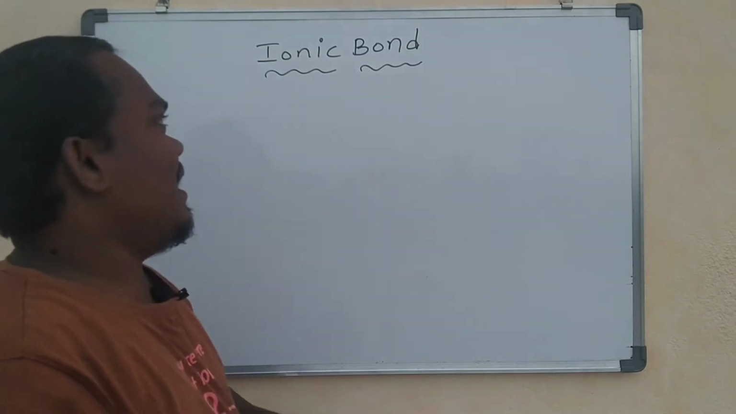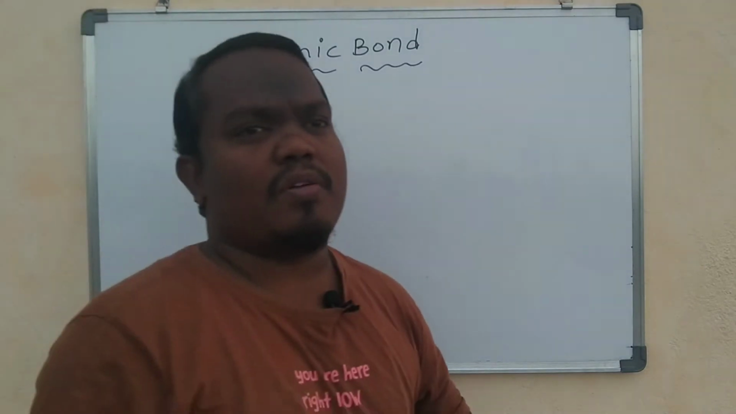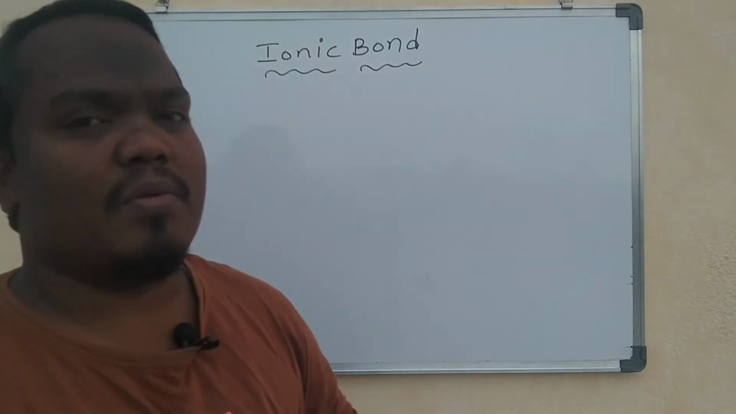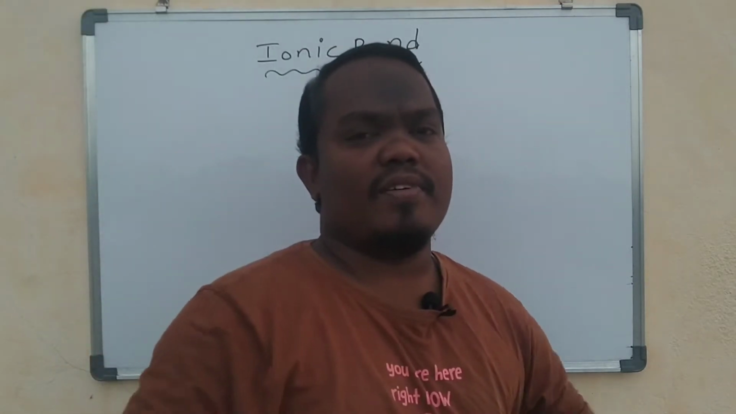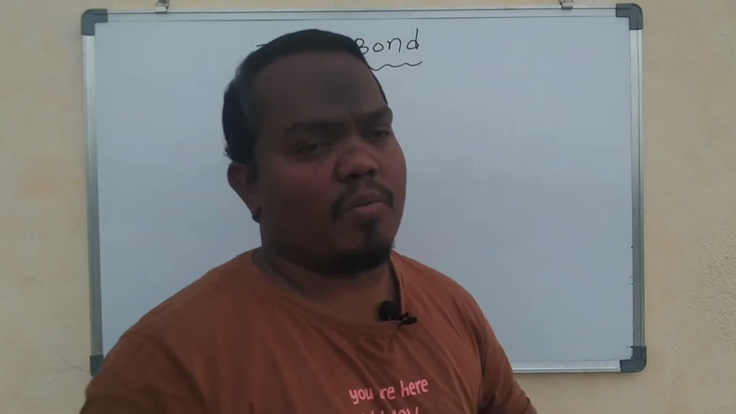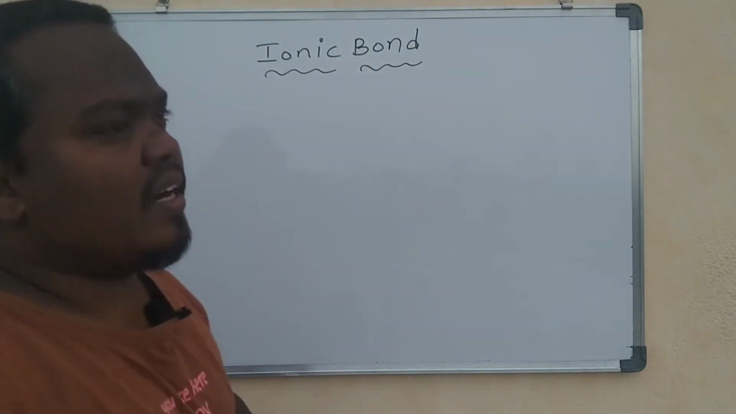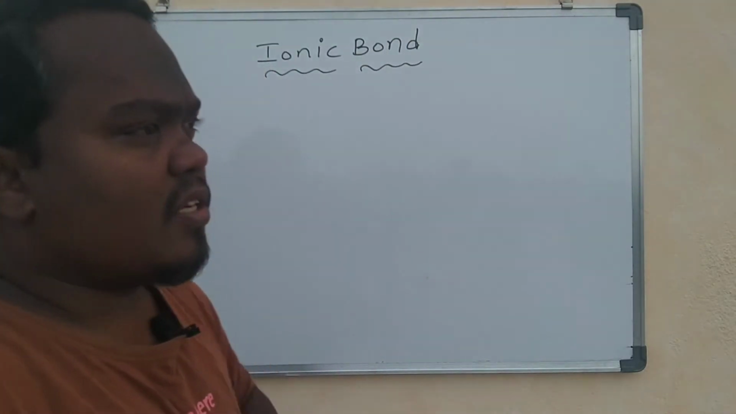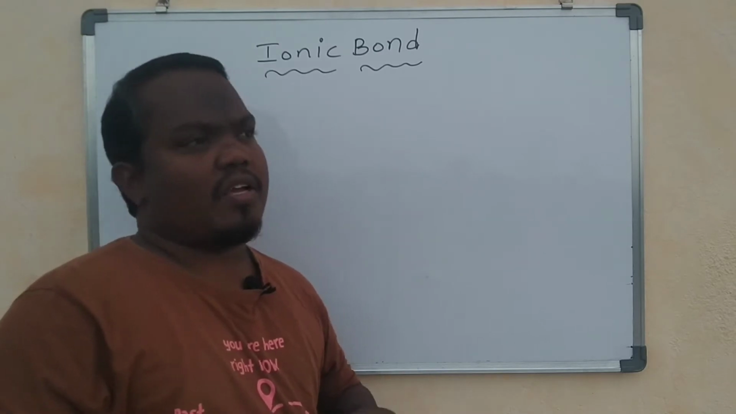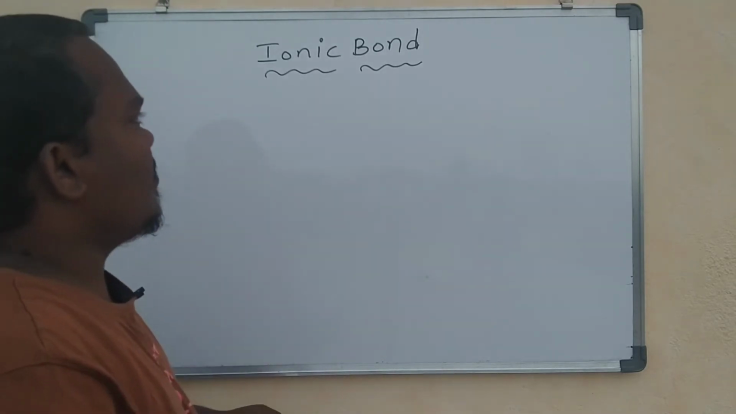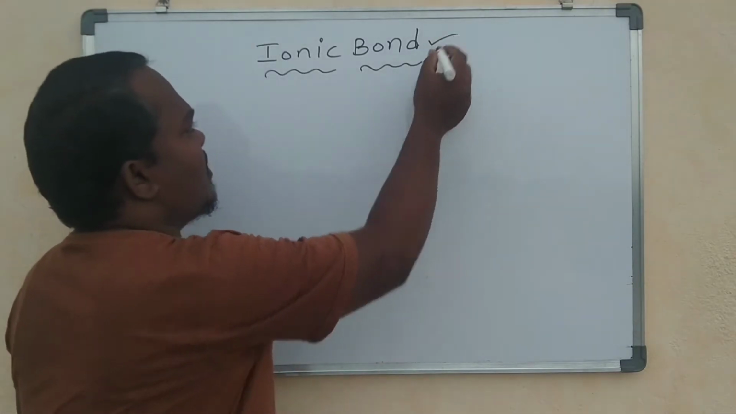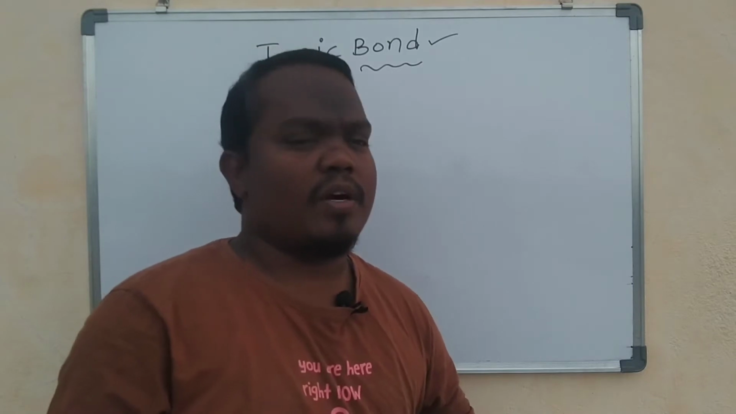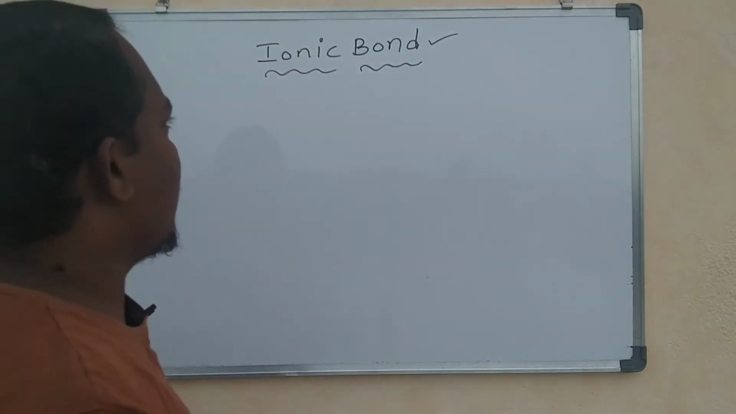In the previous video we learned what chemical bonding is, how it is formed, what the need for a chemical bond is, which elements undergo chemical bonding, and the types of chemical bonding. We also classified them into strong and weak chemical bonds. Among the strong chemical bonds, the first one is the ionic bond. There are three more: the covalent bond, the dative bond and the metallic bond. Today we are going to discuss the ionic bond.